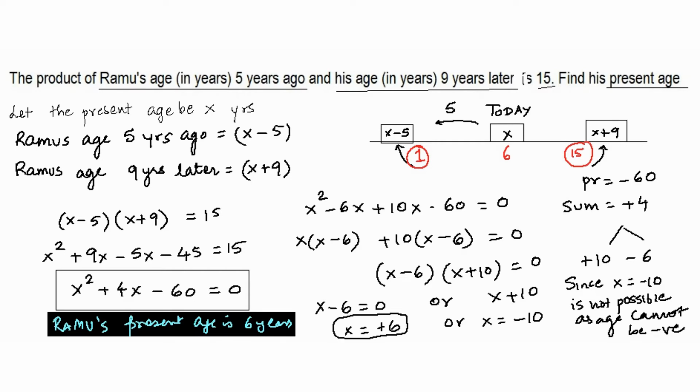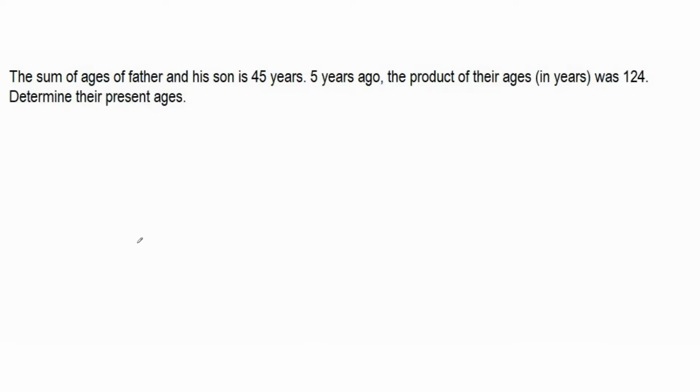Moving on to the next question. Let us take a look at the following question. The sum of the ages of father and son is 45 years. So it's given that the addition of their two ages is 45. 5 years ago, the product of their ages in years was 124. Okay. So again, let us make a nice table for this particular problem.